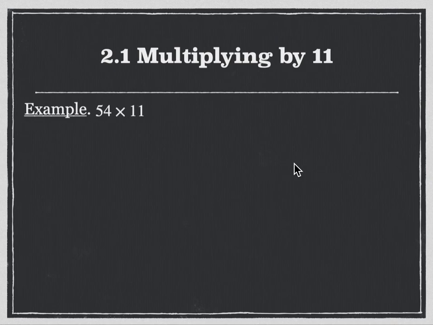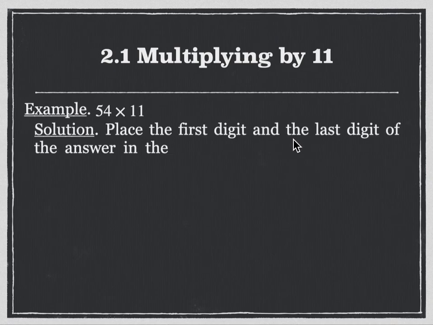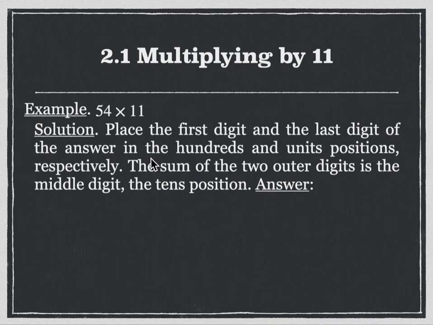For instance, you're going to multiply 54 times 11. The solution is the first by the first and the last by the last. Place the first digit and the last digit of the answer in the hundreds and the units position respectively. So we put 5 and 4, 5 to be the hundreds and 4 to be the ones digit. The sum of the two outer digits is the middle digit, which is the tens position. So 5 will be the hundreds, 4 will be the ones, 5 plus 4 will be the tens. That is 9. So the answer is 594.